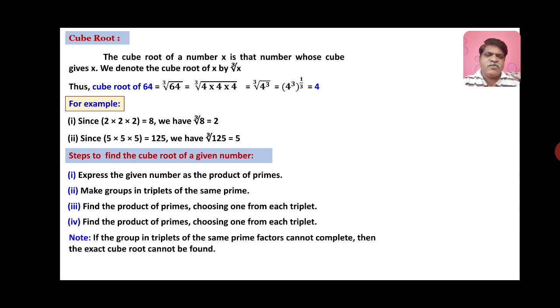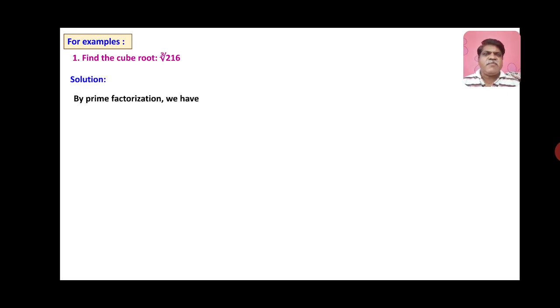Friends, one thing you should note is that if the group of triplets of the same prime factors cannot be completed, then the exact cube root cannot be found. So, for example, find the cube root of 216. Here, by the prime factorization method, first of all we will find the vertical way factors of this 216.